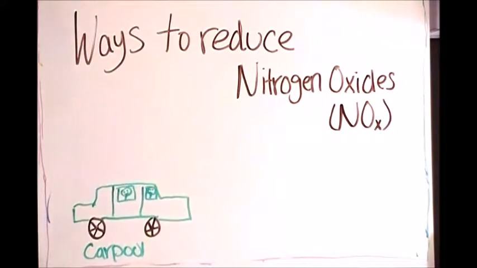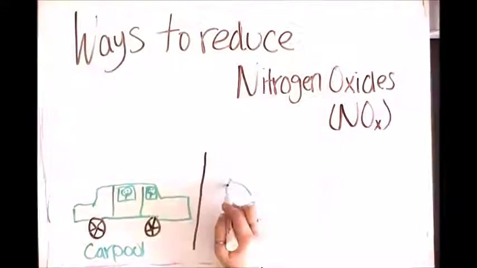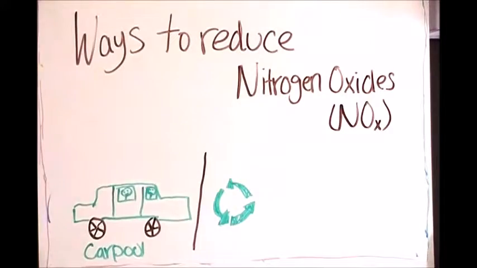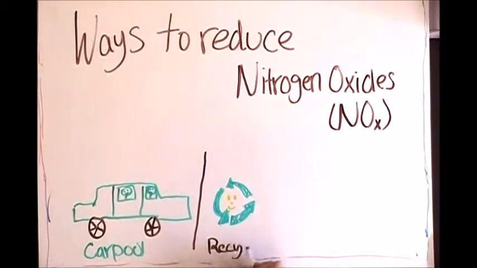Another way is by recycling. Recycling is definitely a good way to lower the nitrogen oxide levels because there is a lot of gas that's used in these plastic bags, and they go into our oceans and that gets absorbed into the air.